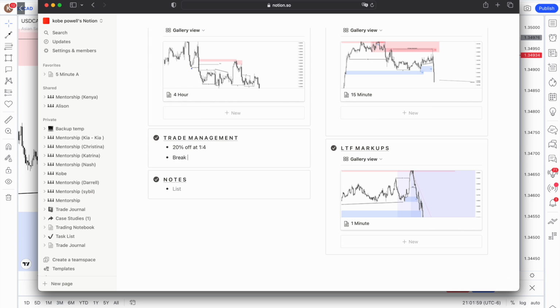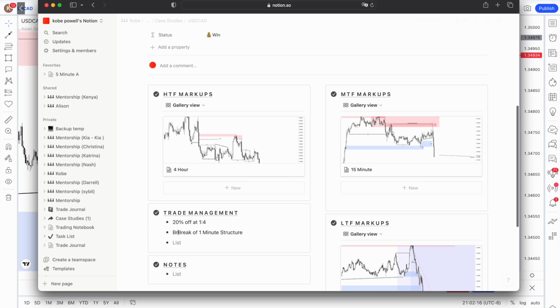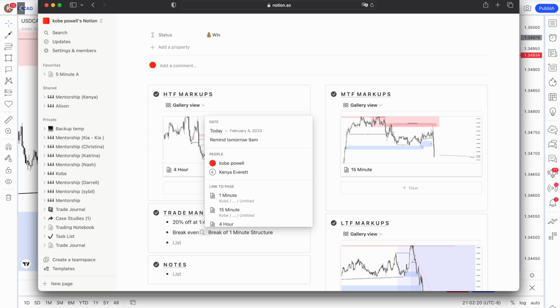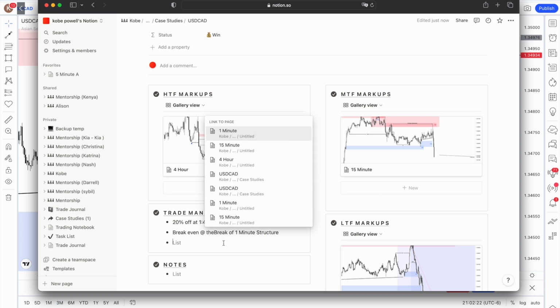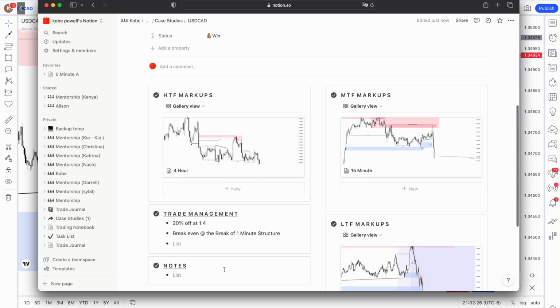Actually, just to keep it simple, we're gonna say break of 1-minute low structure actually. Cool. And then that's really all we need here. Oops, break even at the, I don't know what's going on there. Cool. And then no other notes we really need for this one.